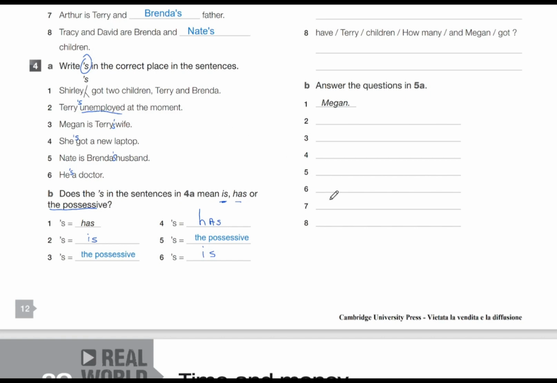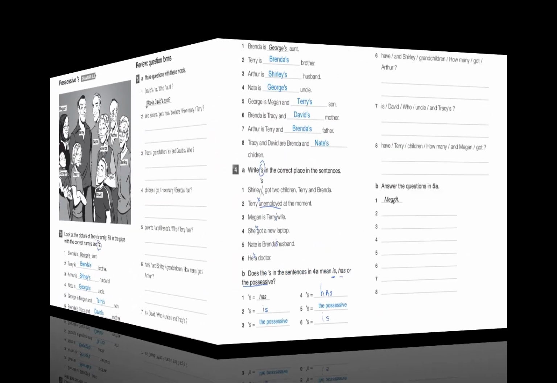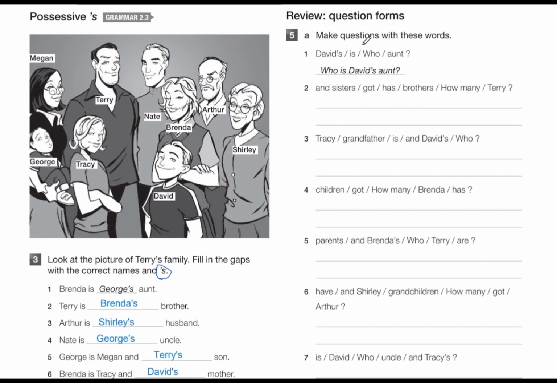Now we're moving to exercise five. So exercise five, as you can see, we need to make questions with these words. The words are mixed up, so we need to put them in the right order. Like number one, who is David's aunt?